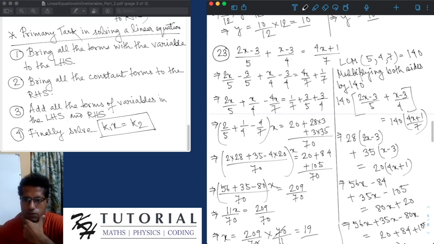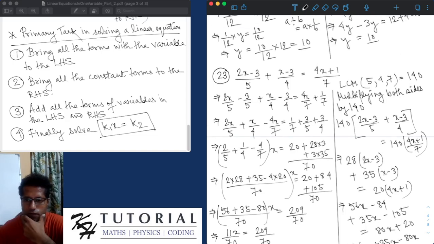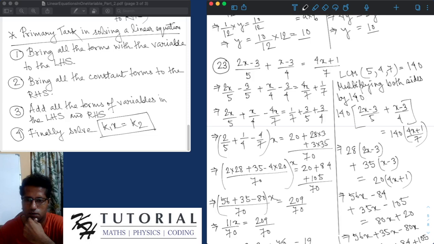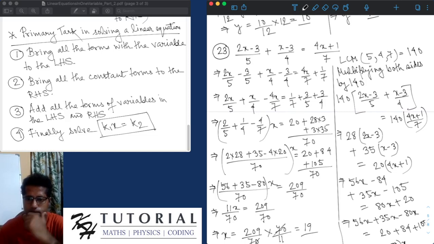in the straightforward method we took the LCM of 5, 4, 7 as 70, which is wrong. This should not be actually 70. This should be 140.